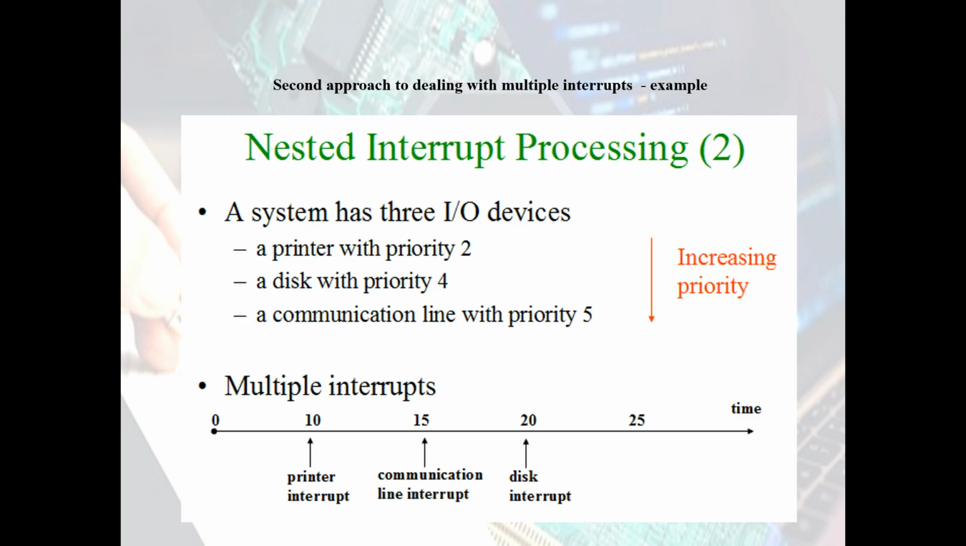So here's nested interrupt processing. A system has three input and output devices: a printer with priority 2, a disk with priority 4, and a communication line with priority 5. As you can see, we have an illustration here showing the increase in terms of priority.